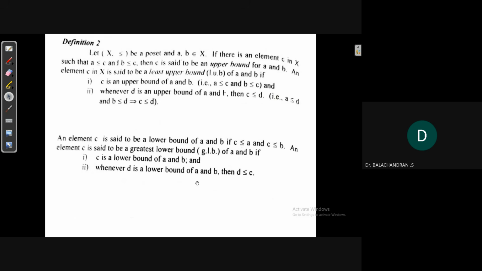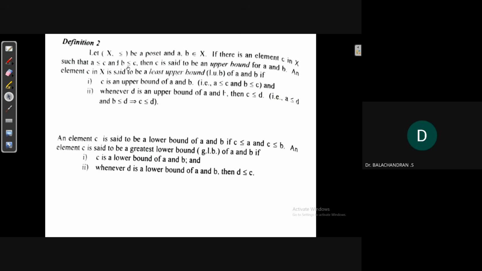Okay, so already we discussed upper bound, least upper bound, and lower bound, greatest lower bound. Here is another version, but more or less the same. Let (X, ≤) be a poset, and a, b in X. If there is an element c in X such that a ≤ c and b ≤ c, then c is said to be an upper bound for a and b.